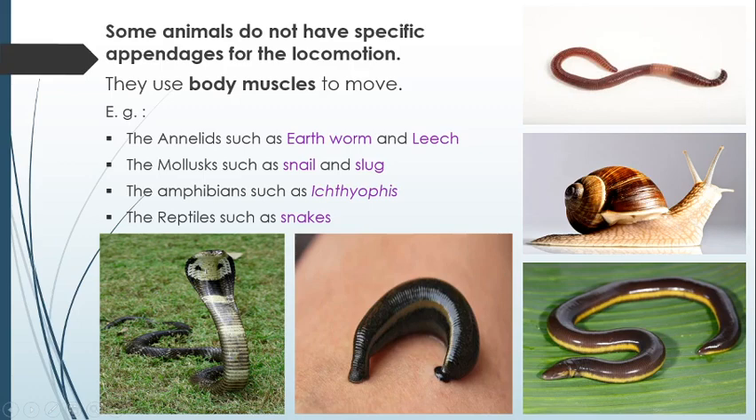And there is another type of animal, the reptiles, such as snakes. Snakes also don't have appendages on their body to move. So they use body muscles for locomotion.